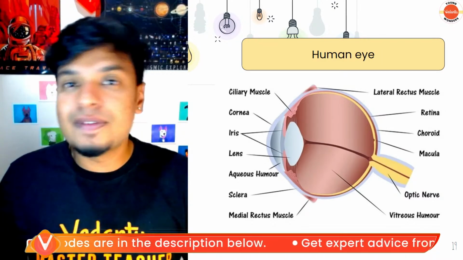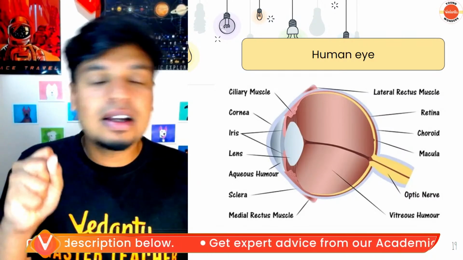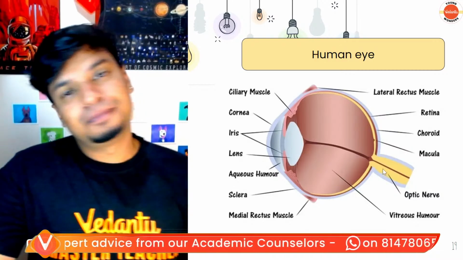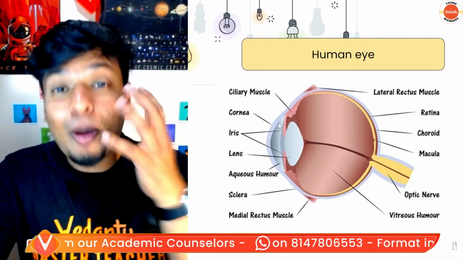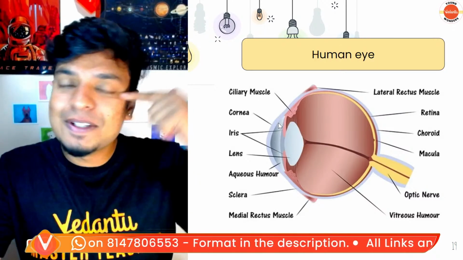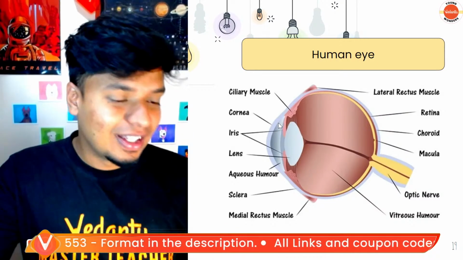Now these nerve cells collect all the data. They will send it to the brain using the optic nerve. Sorry, I said auditory nerve. Auditory nerve is for the ear. Optic nerve is for your eyes. Got it?